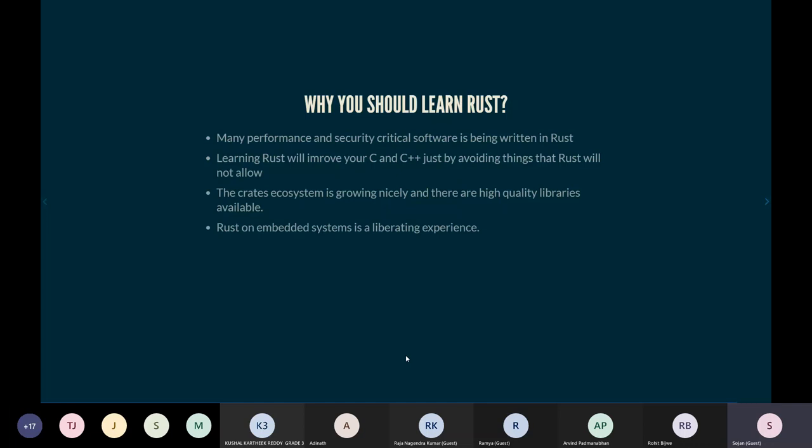Rust on embedded systems, this is really fantastic, right? So you focus on the problem at hand, really high level programming language running on bare metal is really liberating. So it is a language that delivers on its promises. It's not a hype.